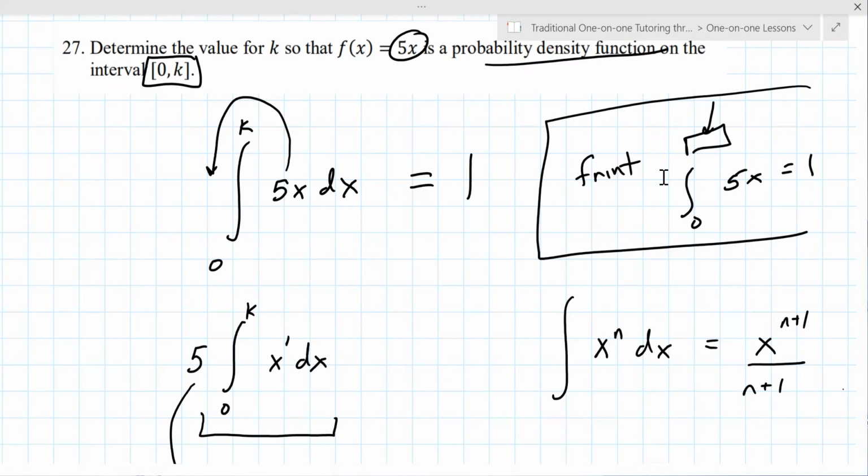Not too bad. Okay, those are good to go. Number 22. Here, okay.